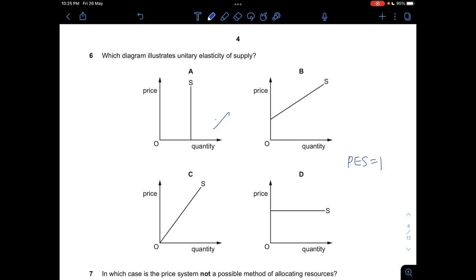So the correct answer would be, I'm just going to draw it out so it makes more sense here. PES more than 1. And that's why PES is basically infinite. And then C would be the correct answer because PES equals 1.